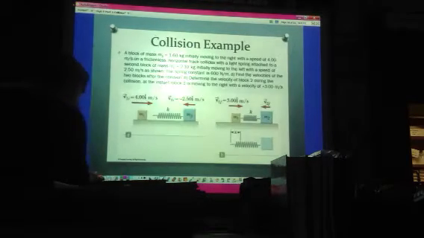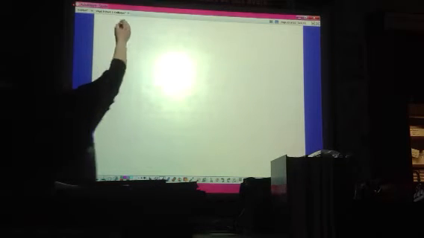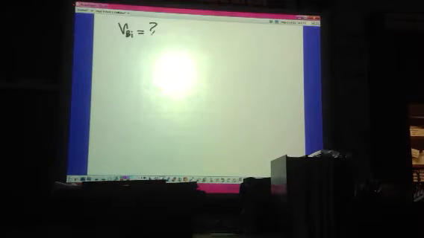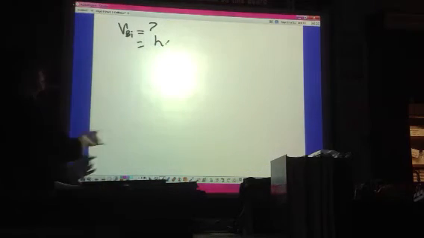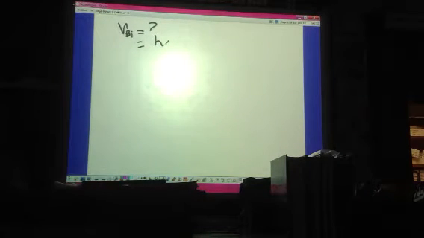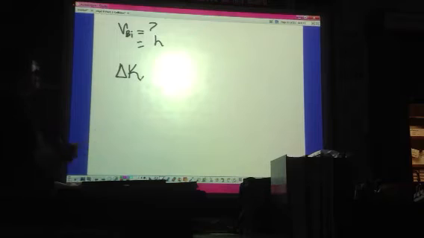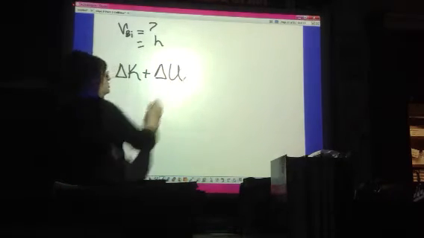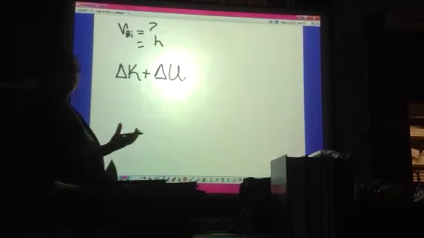So I'm going to go to a new page here so we can start fresh. I don't know this initial velocity of the bullet, and I need it to equal something with height included. So I know a way I can get height into this equation. I know kinetic energy, so I know a change in K. A way that I can get in height is the change in potential energy, because if kinetic energy is changing, potential energy must be changing as well.